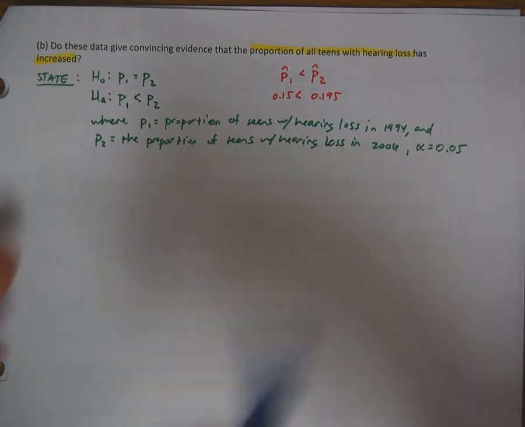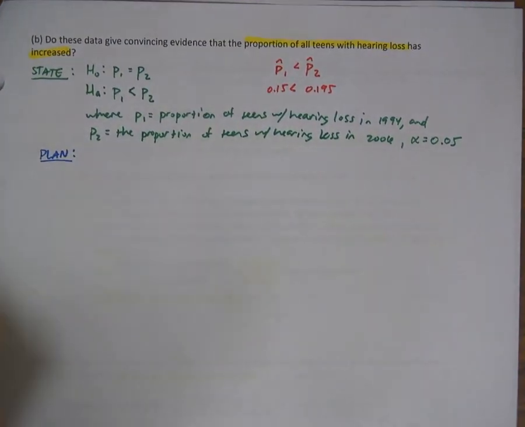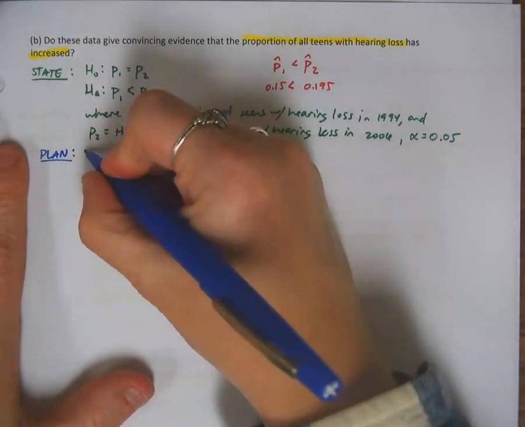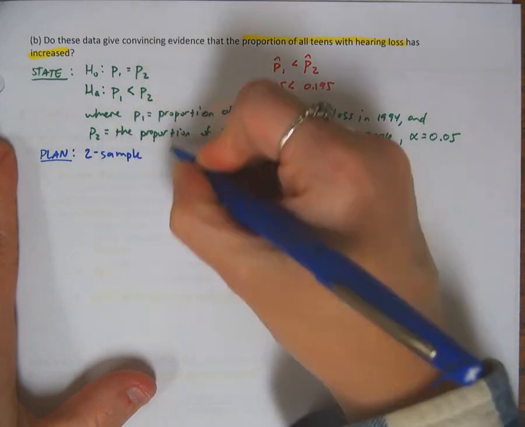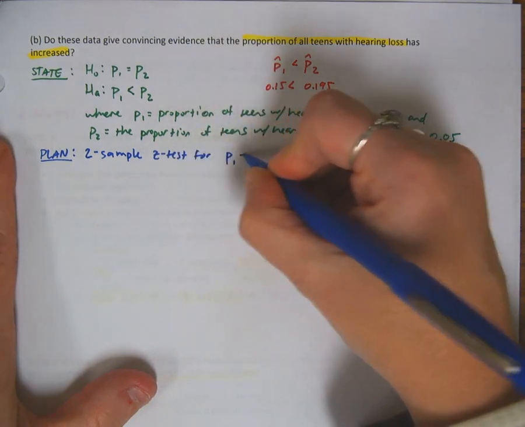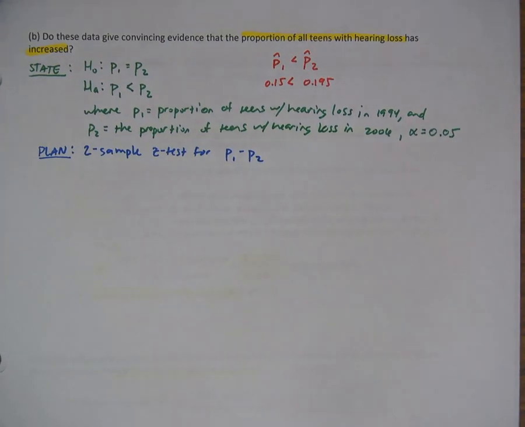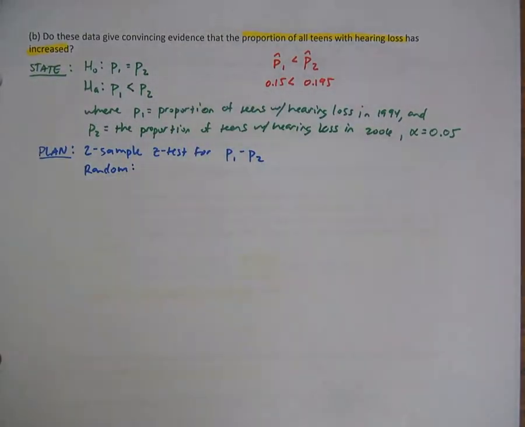Plan. We are going to perform a 2-sample Z-test for a difference in population proportions. That's as succinct as you can write that. I'm going to check for random. Teens are randomly selected, and it does say that.